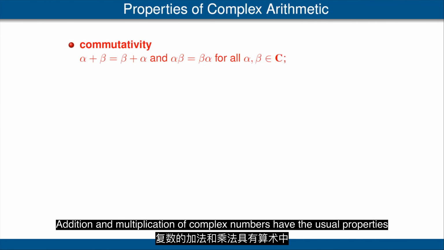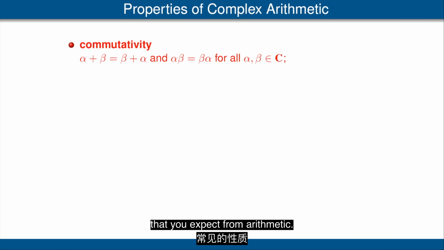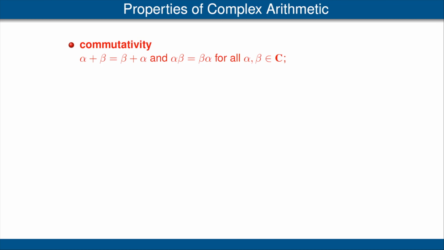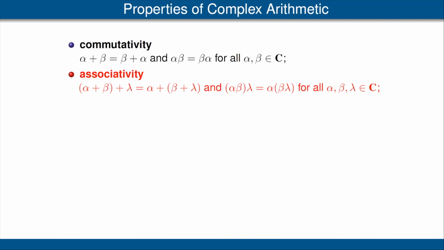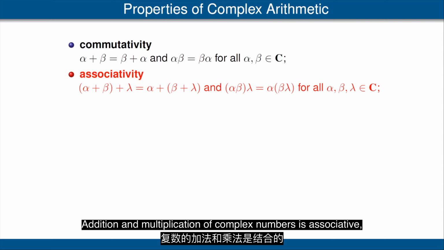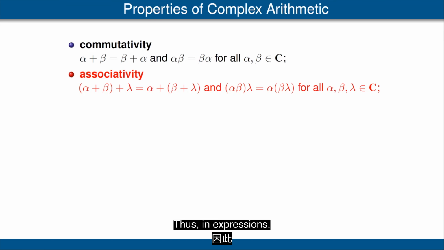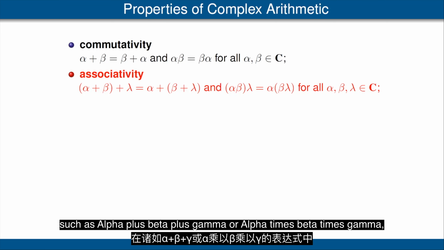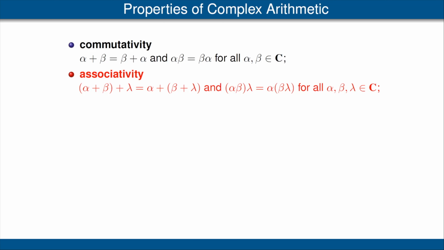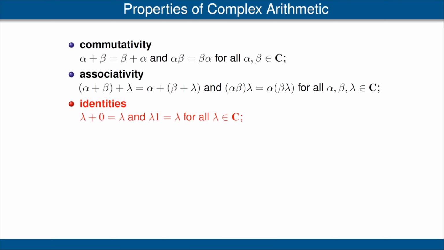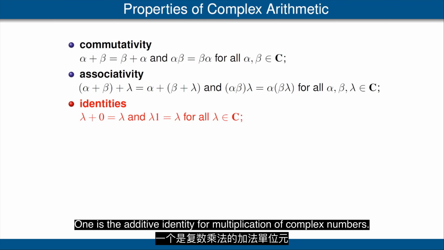Addition and multiplication of complex numbers have the usual properties that you expect from arithmetic. Here is a quick list of those properties. Addition and multiplication of complex numbers is commutative, meaning that order does not matter. Addition and multiplication of complex numbers is associative, meaning that grouping does not matter. Thus, in expressions such as alpha plus beta plus gamma, or alpha times beta times gamma, we do not need to bother with parentheses. 0 is the additive identity for addition of complex numbers, and 1 is the multiplicative identity for multiplication of complex numbers.